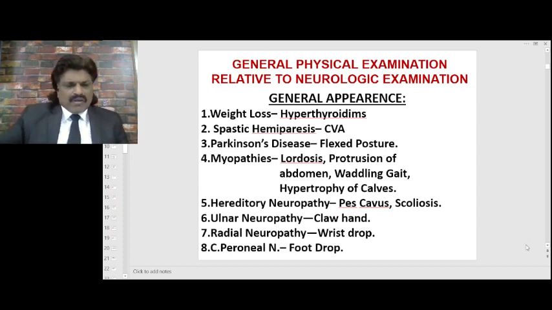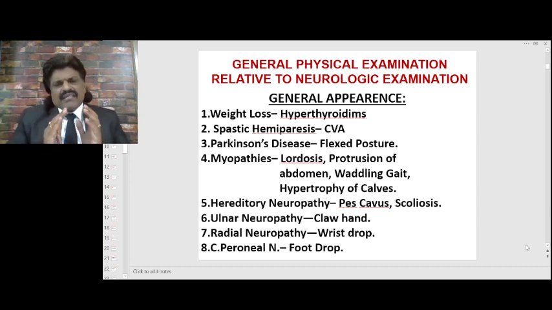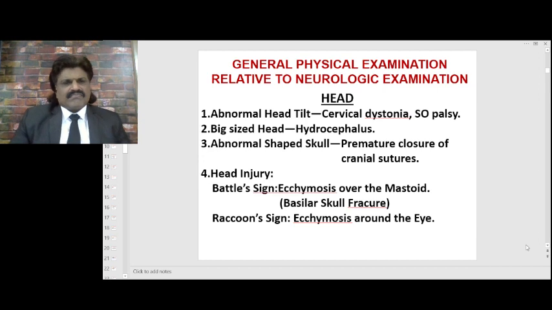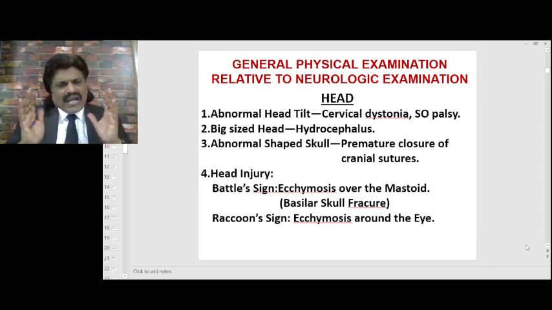If the common peroneal nerve is involved, dorsiflexors are weak, so they will have foot drop, and to clear off the ground they have to take high steps. So these are all the important findings which we see on general appearance pertaining to neurologic examination. We have to look at the head.